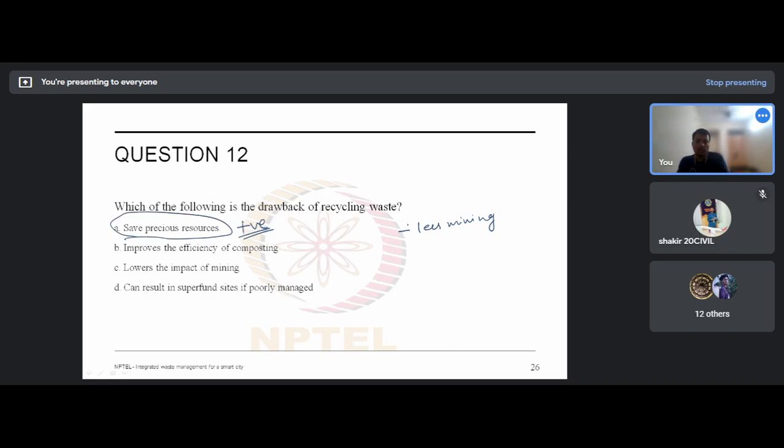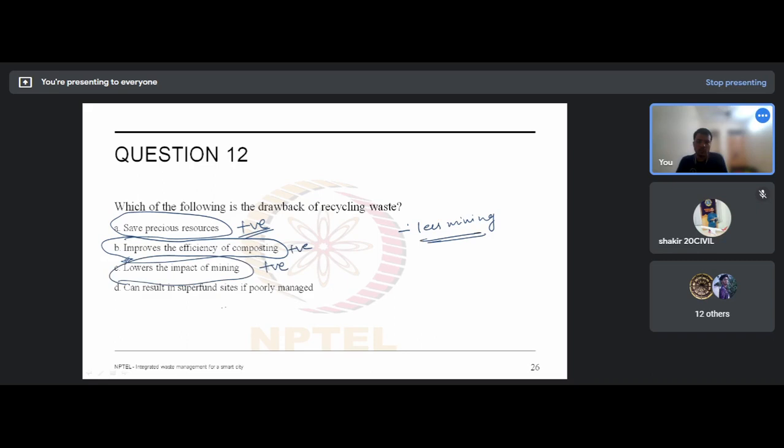Also, if we are recycling, we can improve the efficiency of composting as well. If we are recovering organic wastes from the waste stream, we can use them in composting. The richer the organic content we provide to the composting process, the better the efficiency. So both A and B are positive. As we saw, we need to do less mining, so it lowers the impact of mining on the environment. That is also a positive aspect. The last is can result in Superfund sites if poorly managed.